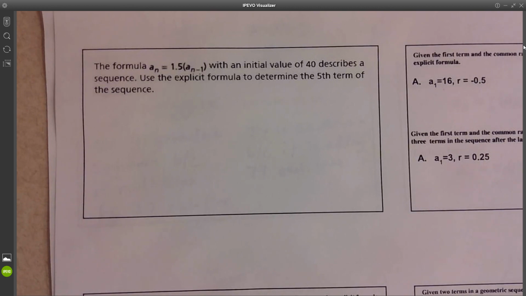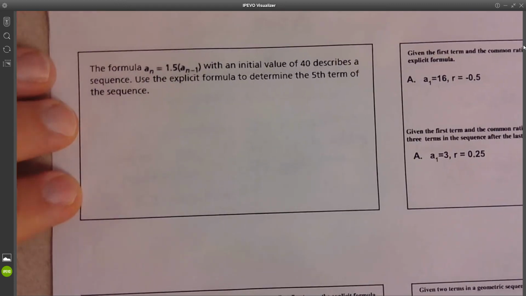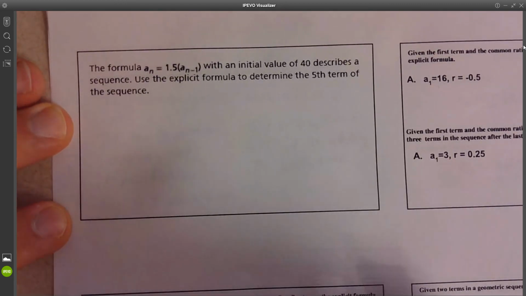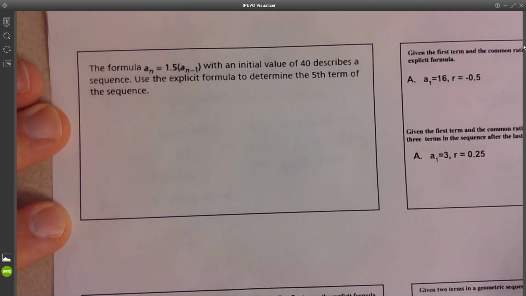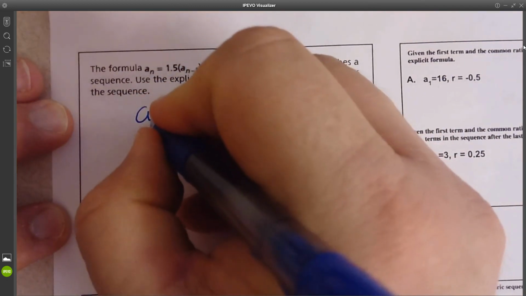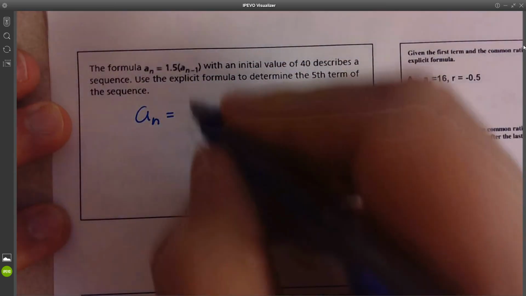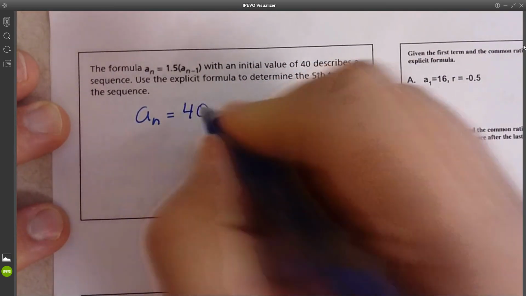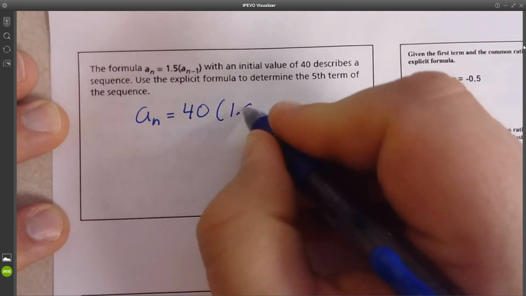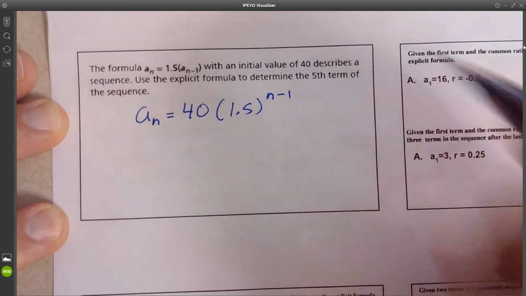The formula a sub n is 1.5 times a sub n minus 1 with an initial value of 40 describes the sequence. Use the explicit formula to determine the fifth term of the sequence. So we could say the first one's 40 and then work them on out. When it's the fifth term, it's not that big of a deal to figure that out. But if it was the 15th term, it might be easier to do the other. I always like the explicit formula, which says a sub n equals, where do we start, times 1.5 raised to the n minus 1.